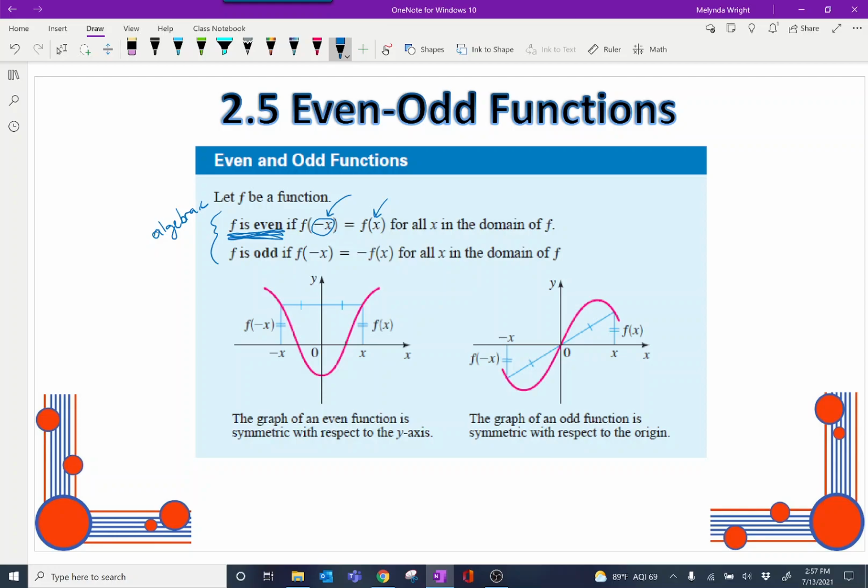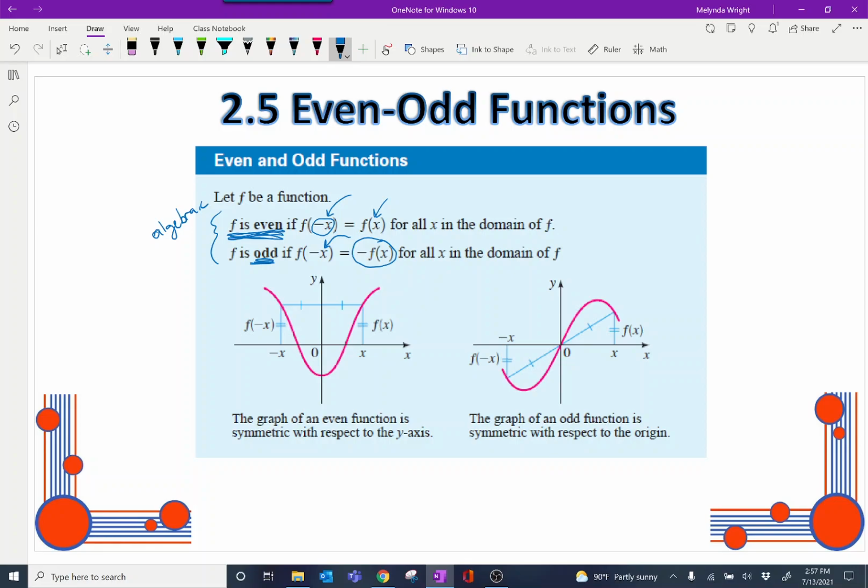Now let's look at odd. If f is odd, then if I replace all the x's with a negative x, I'm going to get exactly the opposite of what I started with. And so that would determine if it is an odd function.